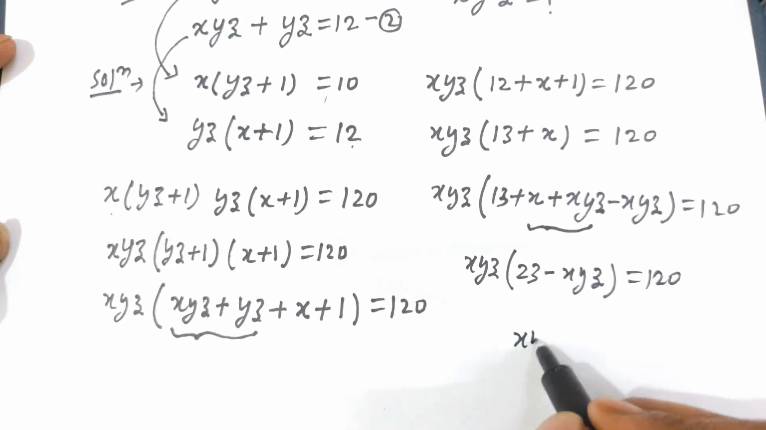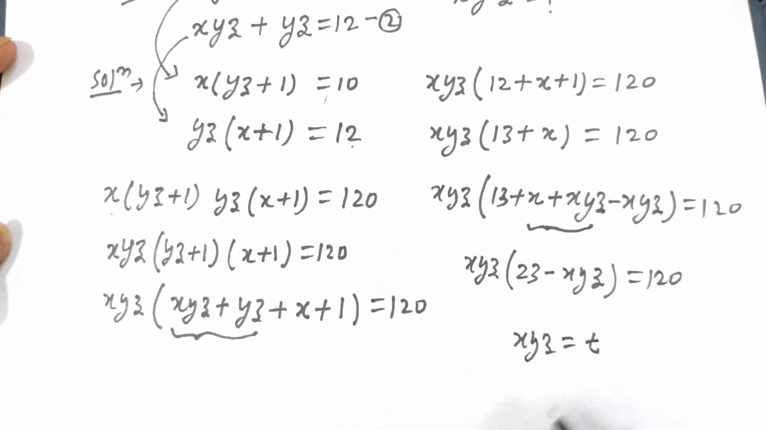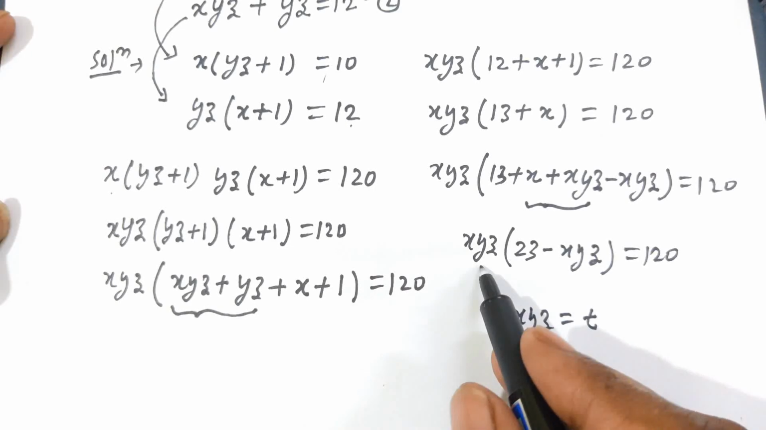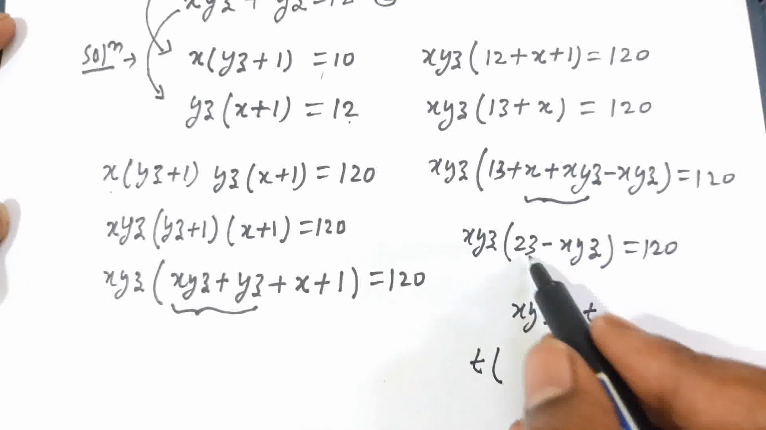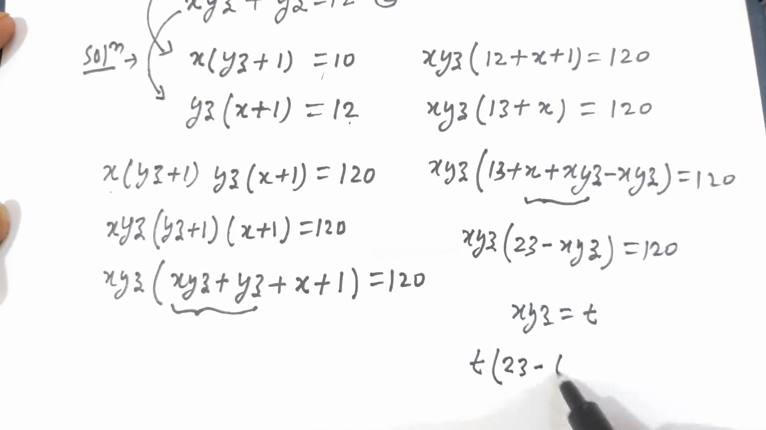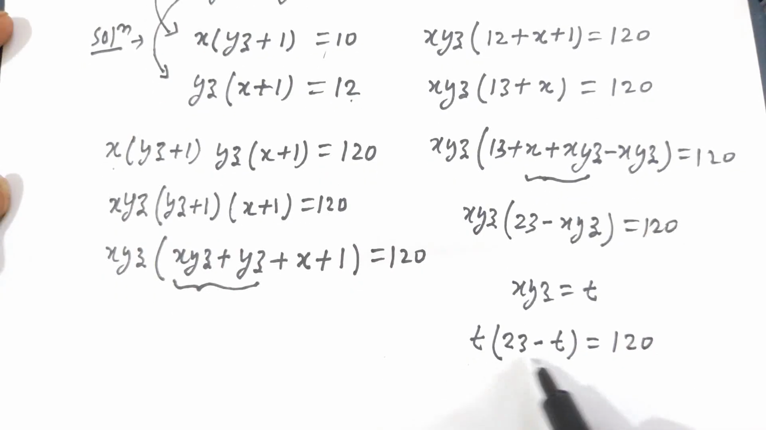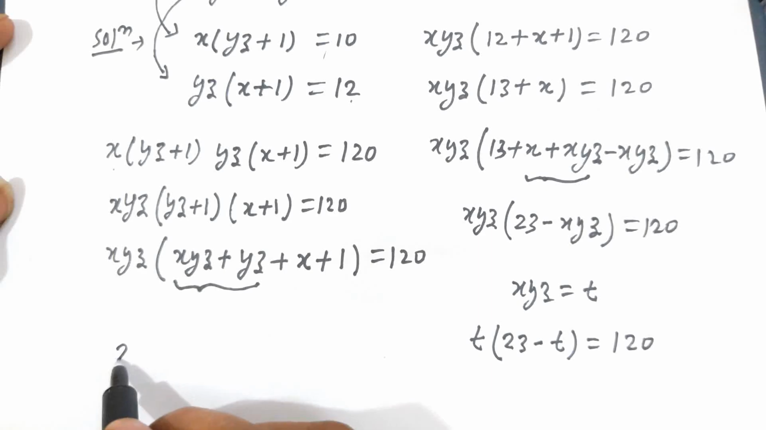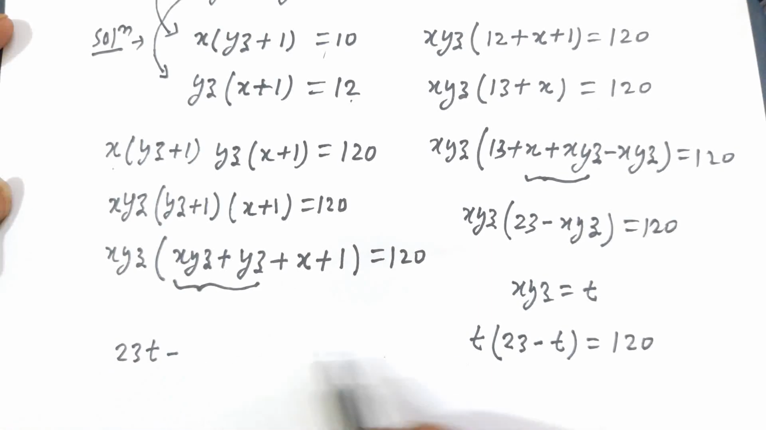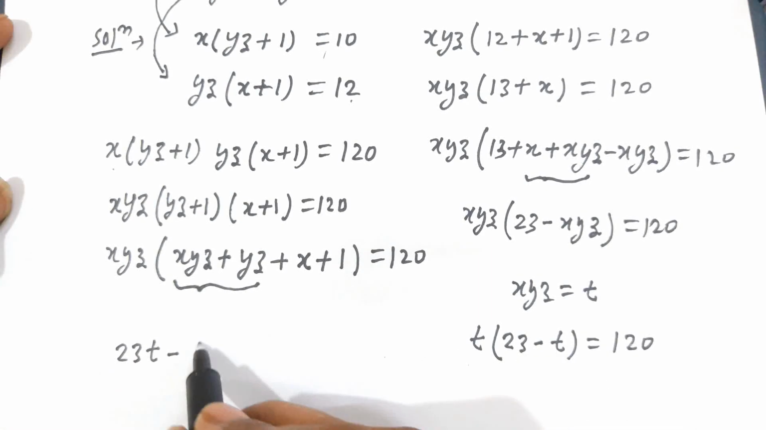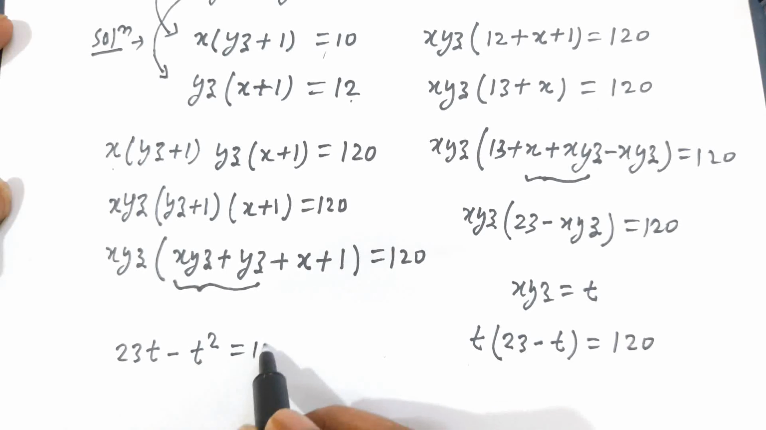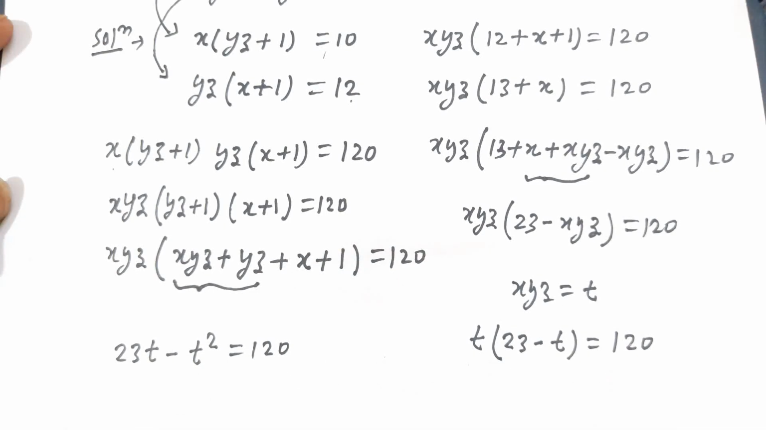Now if we put x times y times z equal to t, then this expression is replaced by t, and here 23 minus t, and this is equal to 120. If this t is multiplied by 23 minus t, then we get 23 times t minus t multiplied by t, then we get t square, and this is equal to 120.